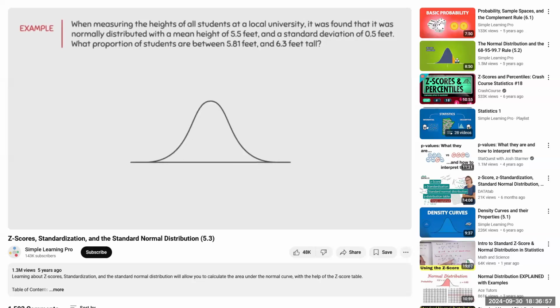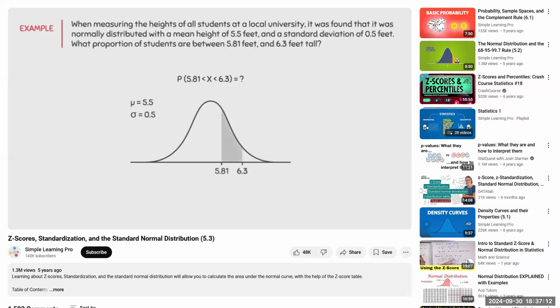When measuring the height of all students at a local university, it was found that it was normally distributed with a mean height of 5.5 feet and a standard deviation of 0.5 feet. What proportion of students are between 5.81 feet and 6.3 feet tall? Before we solve this question, it's always a good habit to first write down important information. So we have a mean of 5.5 feet and a sigma of 0.5. We are also looking for the proportion of individuals between 5.81 feet and 6.3 feet tall.